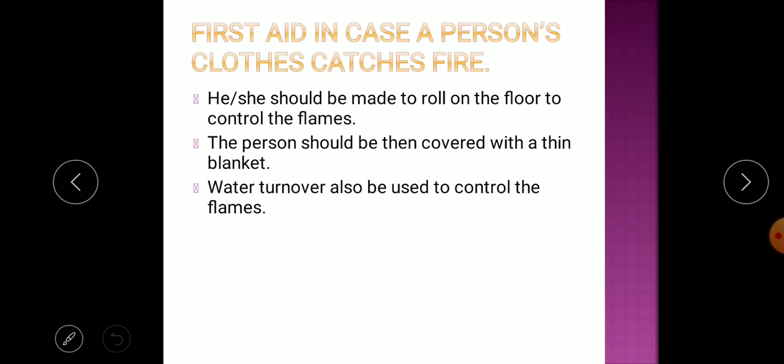The last topic is what first aid should be given in case a person's clothes catch fire. So the first thing that you should do is make the person roll on the floor in order to control the flames. Don't let the person run here and there, because by running here and there, it can spread the fire more. Secondly, the person should be covered with a thin blanket. It also helps in controlling the fire. Lastly, you can also use water. So these are some of the first aid steps which need to be followed in case a person's clothes catch fire.